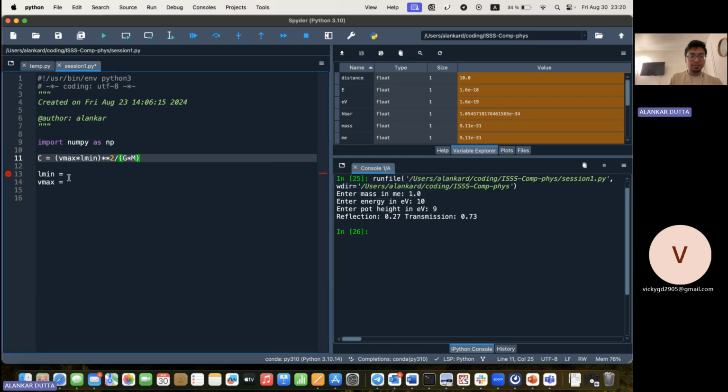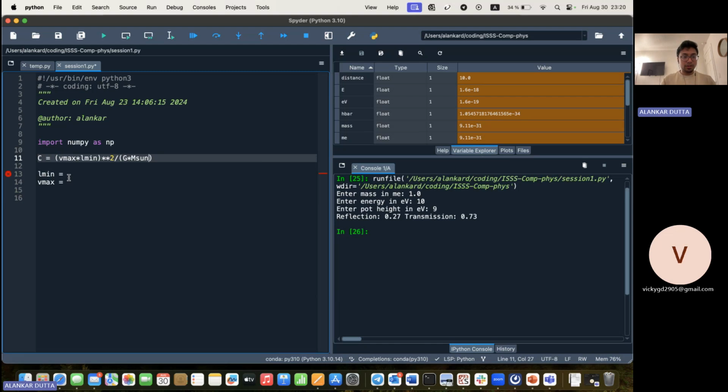M is the mass of the sun, so let's call it M sun. So C is Vmax times Lmin whole square divided by GM, where M is the mass of your sun. And once you know C, with the help of C, you can get to other orbital parameters, which we will get to in a while.